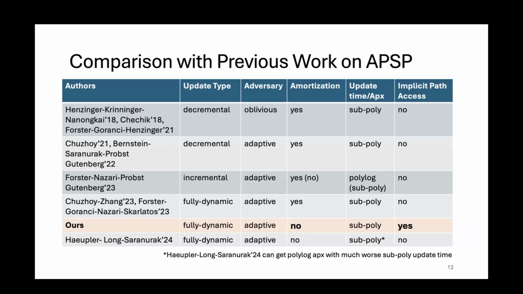There's a parallel work that I want to mention by Haeupler, Long, and Saranurak that also manages to get rid of the amortization. And furthermore, they can get better approximation for given update time, since they are able to trade off the update time and the amortization in a smooth manner. However, they do not give implicit path access, which is crucial to many applications.